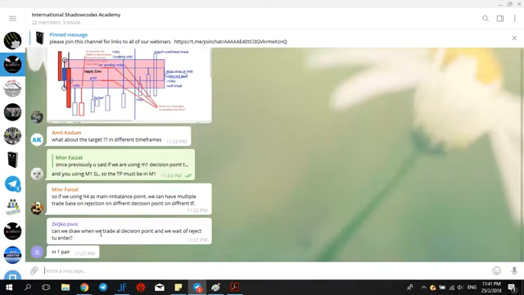Can we draw all decision points when we trade and wait for rejection to enter in one pair? You can draw the important ones only, because most of the decision points sometimes will break.